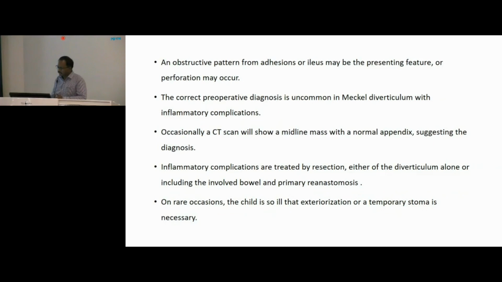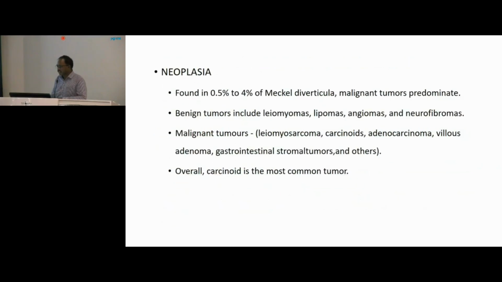So the preoperative correct diagnosis is uncommon, and occasionally CT will show a midline mass with a normal appendix. Inflammatory complications are also treated with resection and anastomosis. On rare occasions, we do exteriorization in the form of a stoma. Rarely, neoplasia can happen in Meckel's diverticulum. Among these neoplasia, it can be benign or malignant tumors.